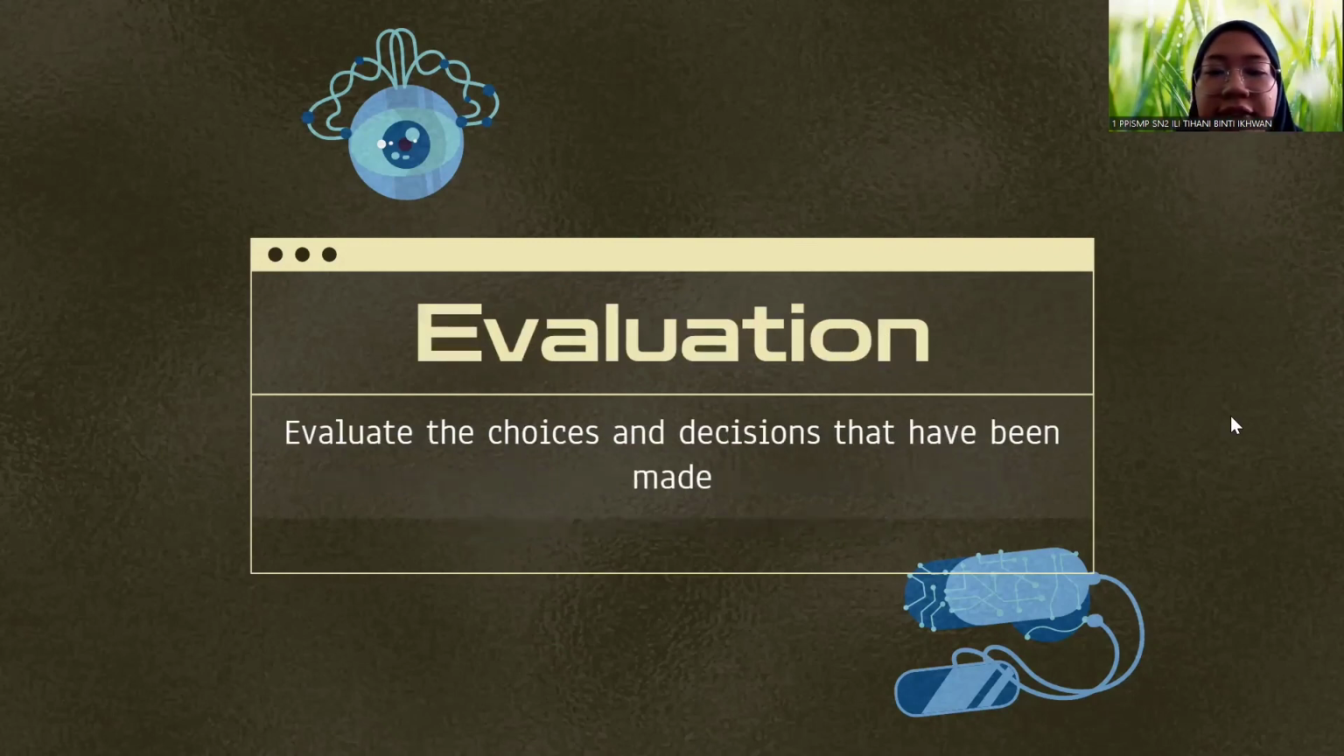Next is evaluation. Evaluation is evaluating the choices and decisions that have been made. So in this project, evaluation is when I know that the key should be at the bottom of the water, but the key is in the middle of the water. So I have to change the y-axis until I get the right position for the key.